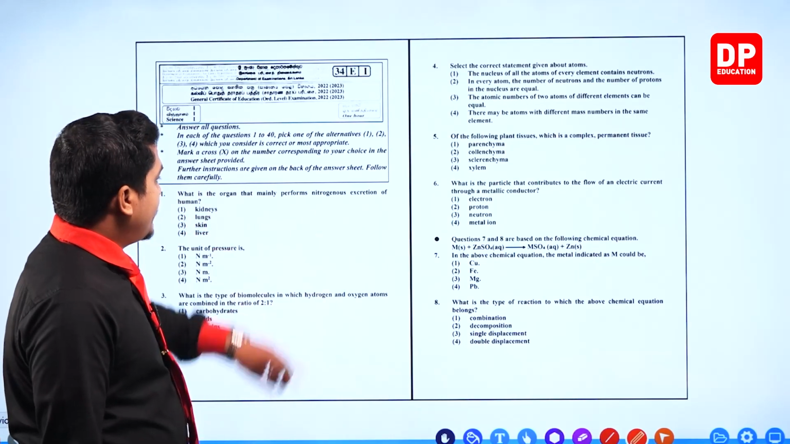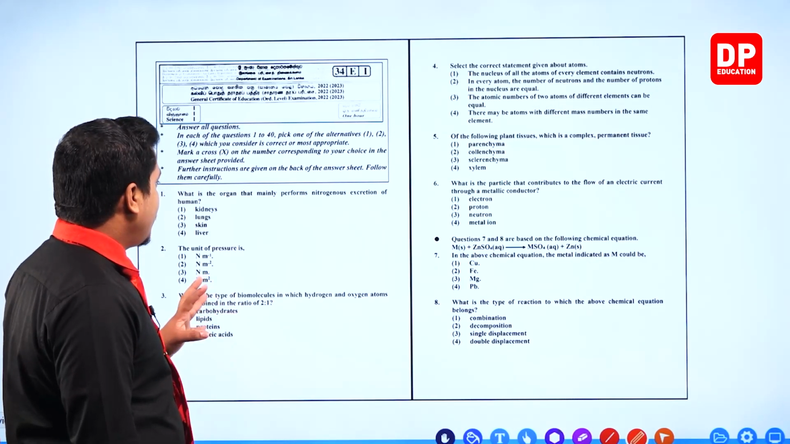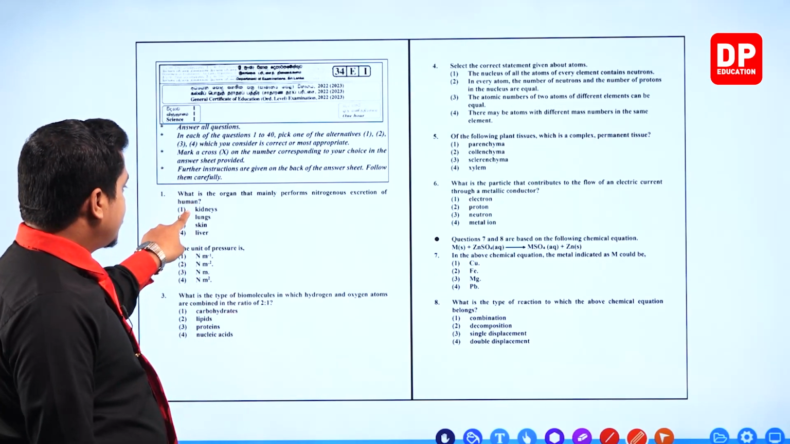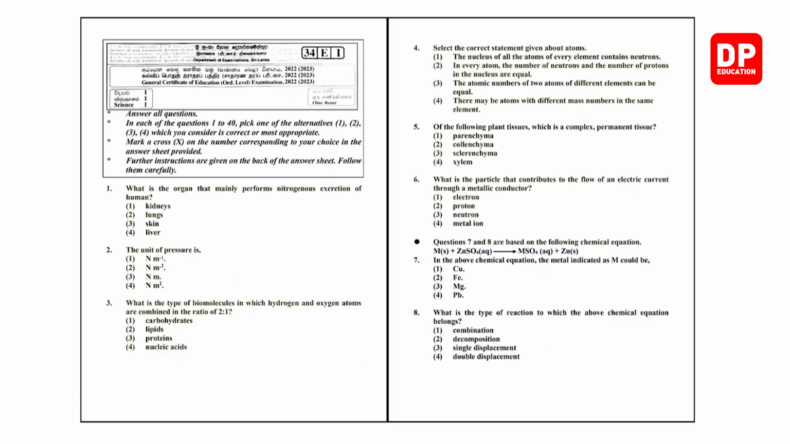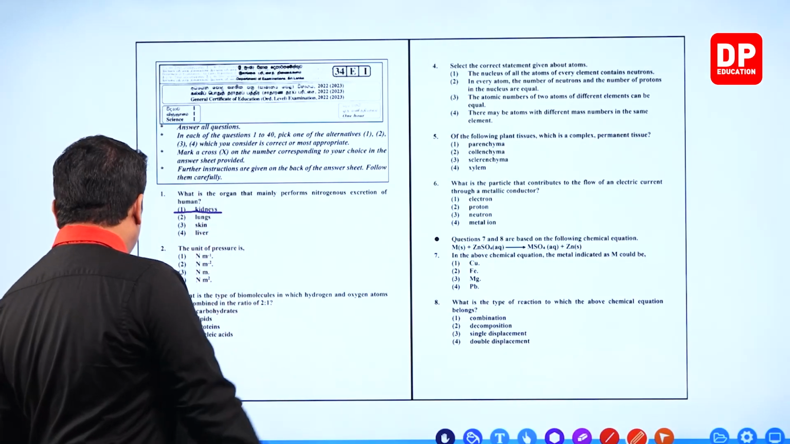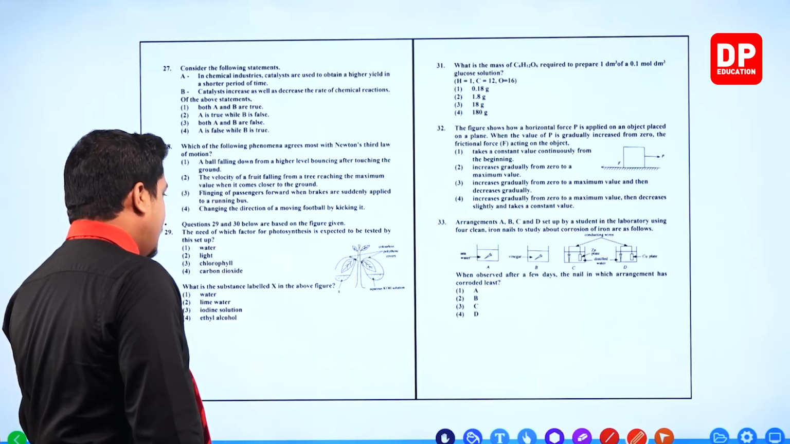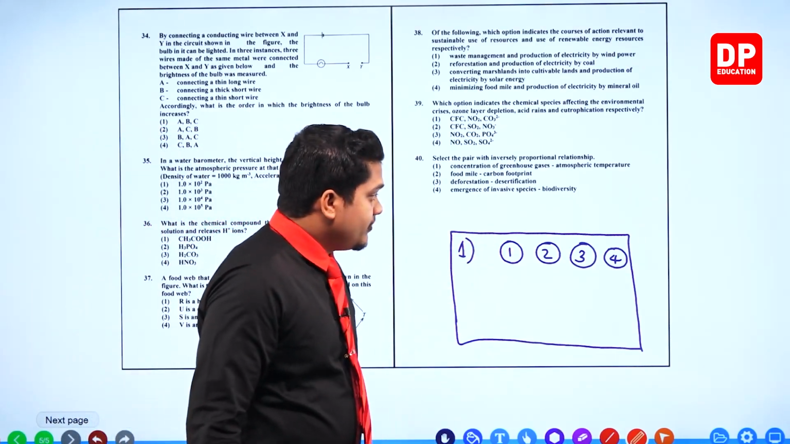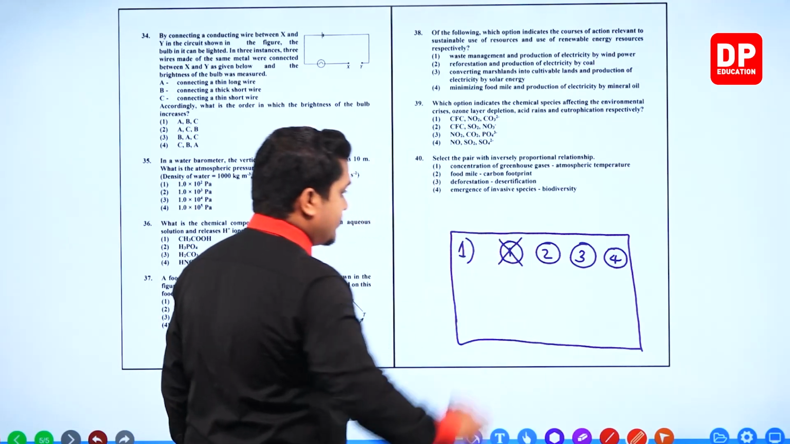What is the organ that mainly performs the nitrogenous excretion of the human? The answer is kidneys. So kidneys reflects the first response, right? The organ that mainly performs nitrogenous excretion in human beings is the kidney. So it reflects the first answer. You don't need to underline number 1 like this, right? What you need to do is go to the paper which you receive like this, and you need to cross number 1 like this.